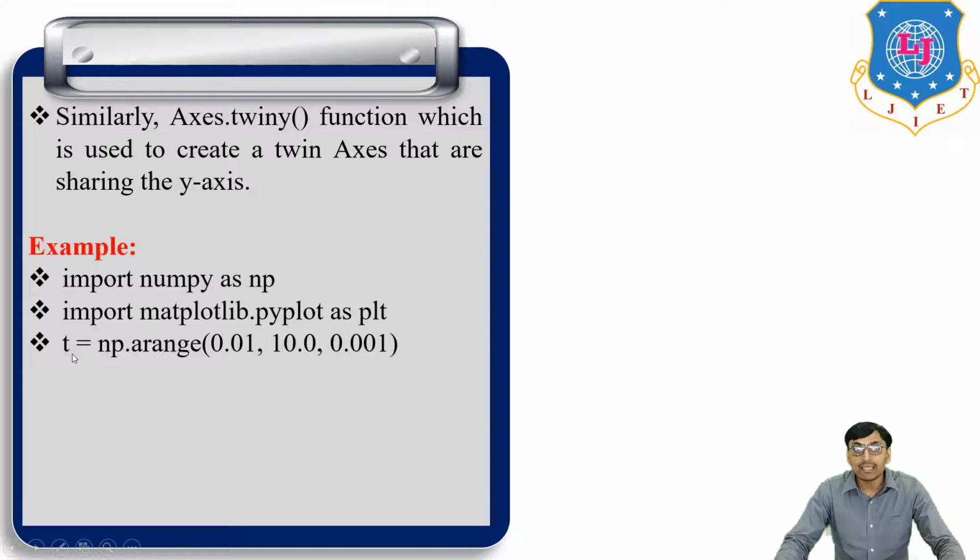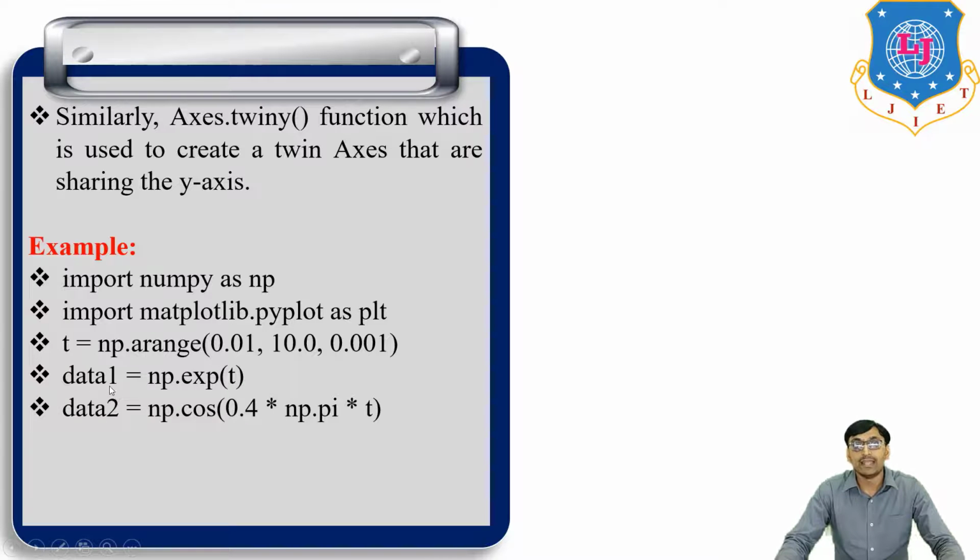Then t, which is one type of variable, is equal to numpy.arange, and in the brackets 0.01, then 10.0, and step 0.001. So it means starting point, end point, and step. Then data1 is equal to np.exp of t. So this t variable is transferred here, and we get the exponential graph in data1.